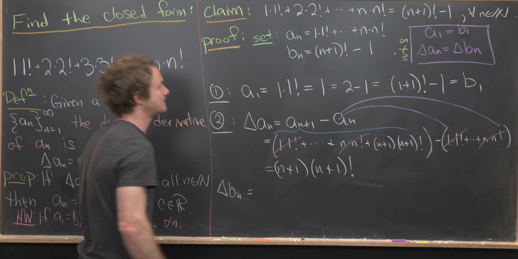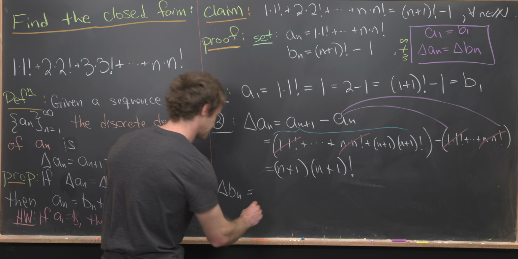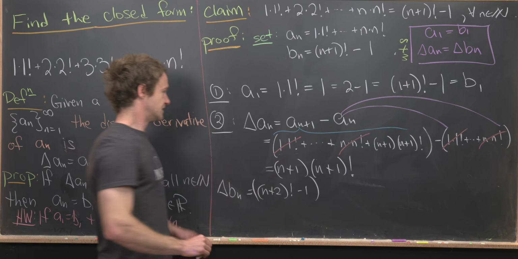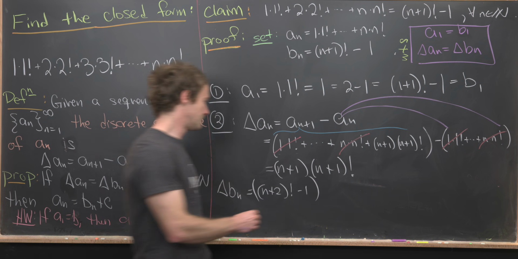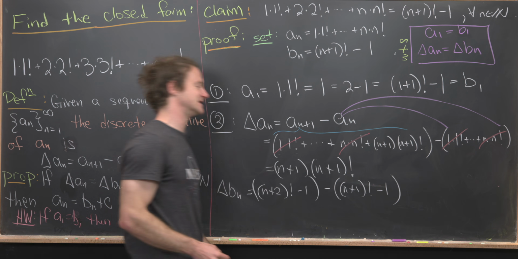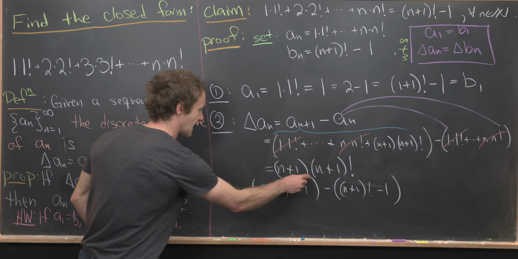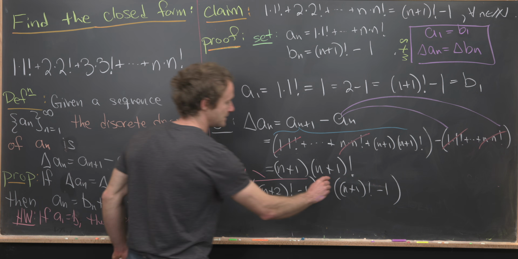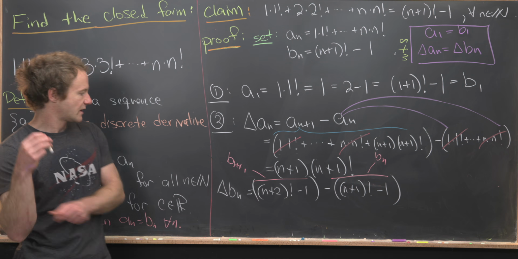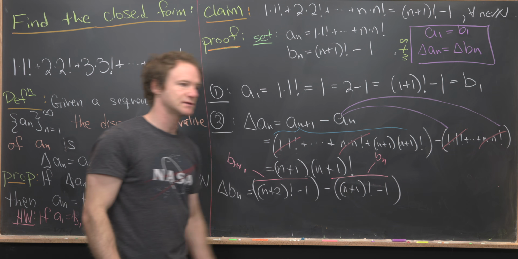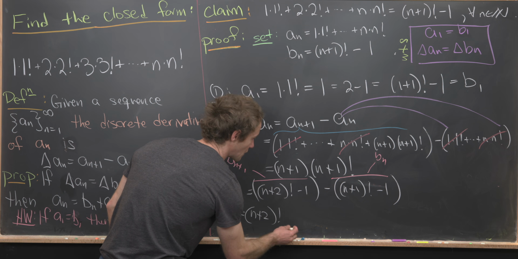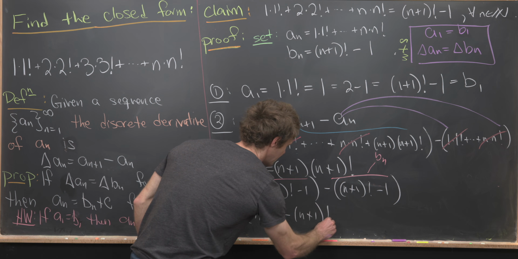So for delta b sub n, b sub n is defined like this. So b sub n plus 1 is (n plus 2) factorial minus 1, and we subtract (n plus 1) factorial minus 1, which is b sub n. Let's point that out carefully. This is b_(n+1), and this guy right here is b_n. That's the definition of this discrete derivative. Well, notice that the minus 1 minus minus 1 will cancel, and we are left with (n plus 2) factorial minus (n plus 1) factorial.